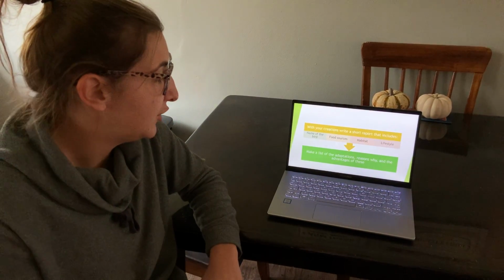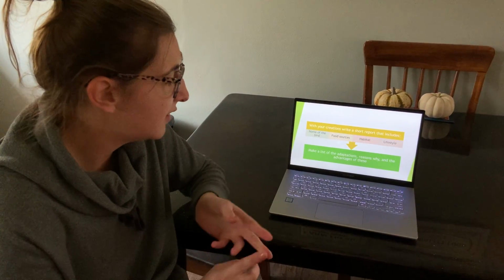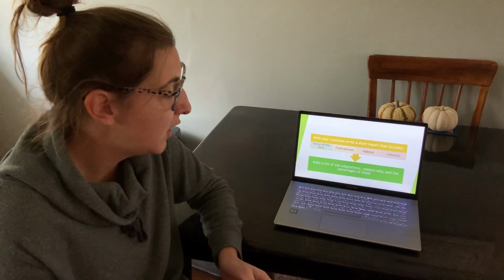So with your creations, write a short report that includes the name of the bird, food sources, habitat, and lifestyle. Make a list of the adaptations, reasons why, and the advantages of these adaptations that you put into your bird.